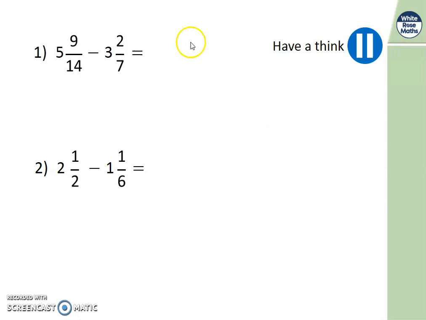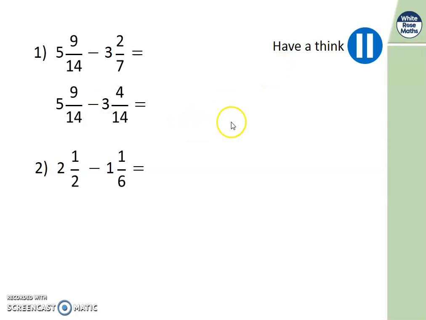Let's see how you did. Number 1, 5 and 9 14ths, subtract 3 and 2 7ths. We need to change this into 14ths by doubling both parts, so that will become 4 14ths. Let's record that.